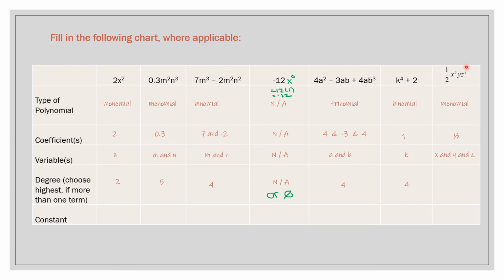Now last one, add up the exponents here. This is 1 term, so we're going to put them all together. The x is cubed, the y has a degree of 1, and the z has a degree of 2. That gives us a degree of 6.